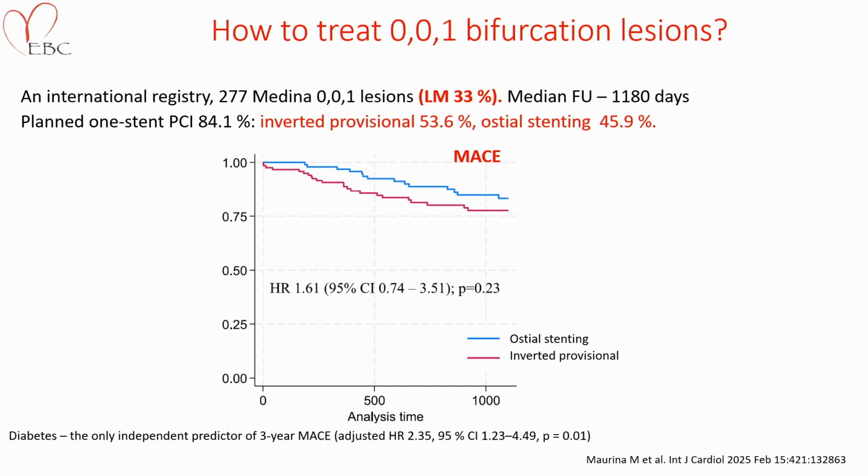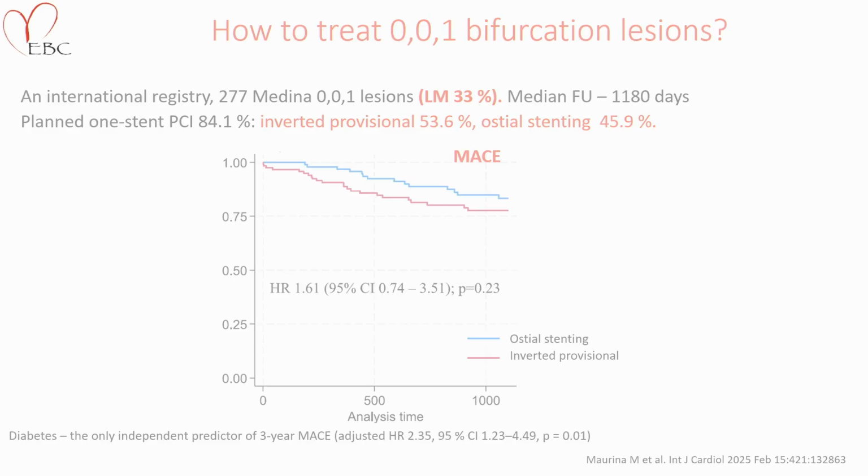You see there's absolutely no difference, regardless of whether they used ostial stenting or inverted provisional, and actually the trend goes in the opposite direction, slightly favoring ostial stenting, and the only independent predictor of MACE was diabetes, not the technique itself.